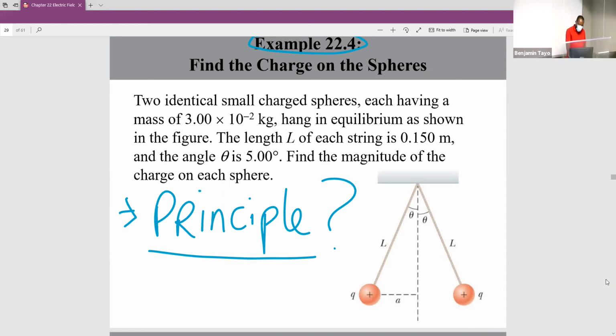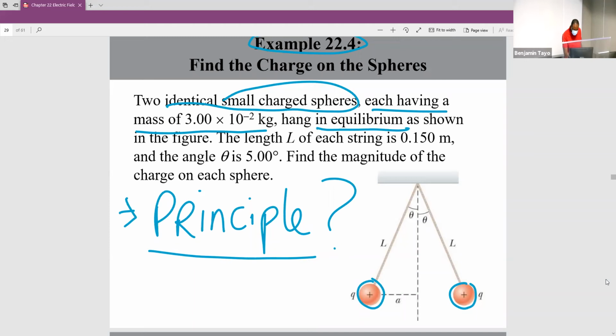So in this problem, we have two identical, notice that each of them is positive. So this is a positive charge and this is also a positive charge. And then it tells me that each of them have a mass of 3.0 times 10 to the negative 2 kilograms. Then it hangs in equilibrium. It gives me the length of the string, and it tells me what that angle is. And then it says, find the magnitude of the charge on each of these spheres.